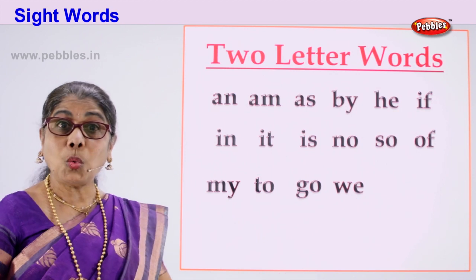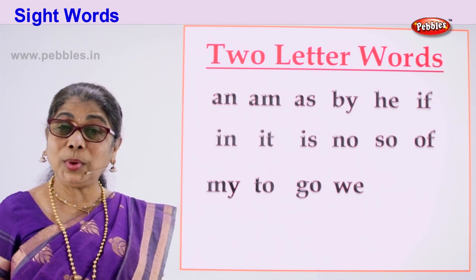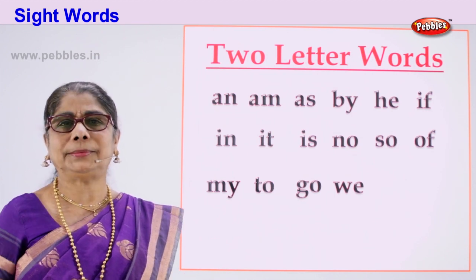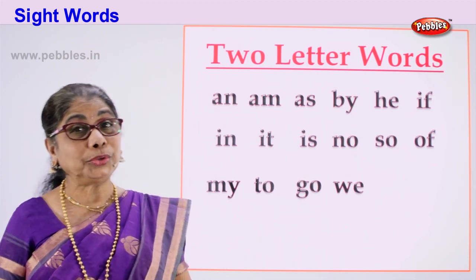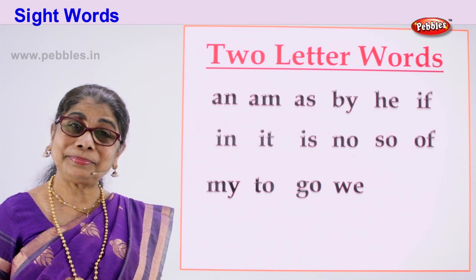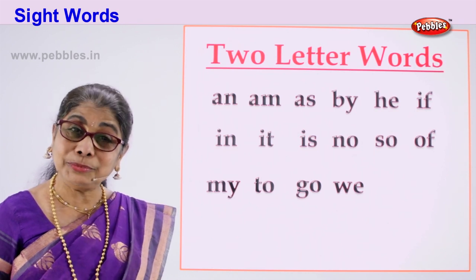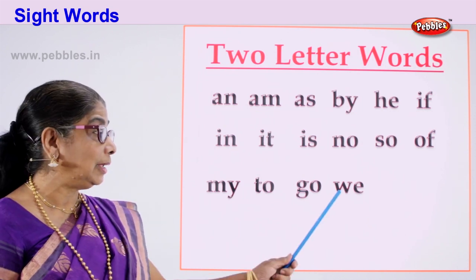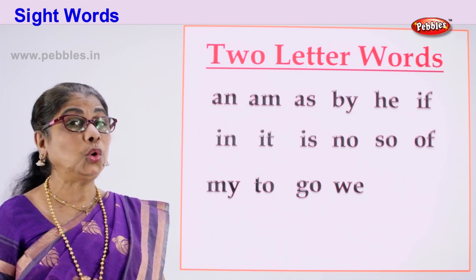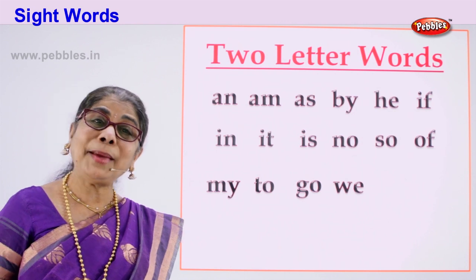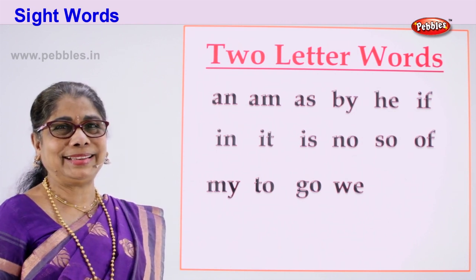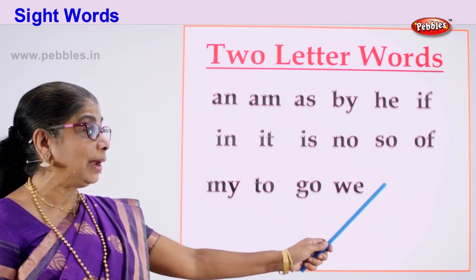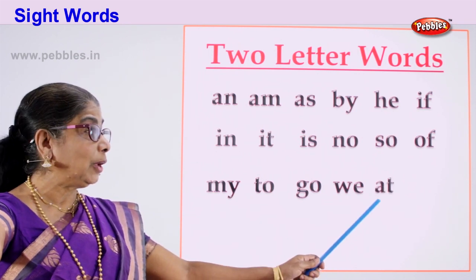Come on, read for me. We. We are old friends. We come together to play. We go to school together. We play our games together. We come together for our birthday party. We are friends always. We are happy always. We do our work on time. Very good. Let's go to our next two-letter word and read for me quickly.